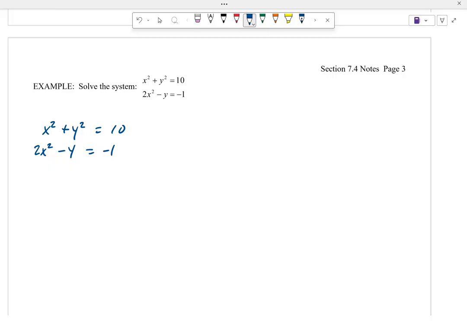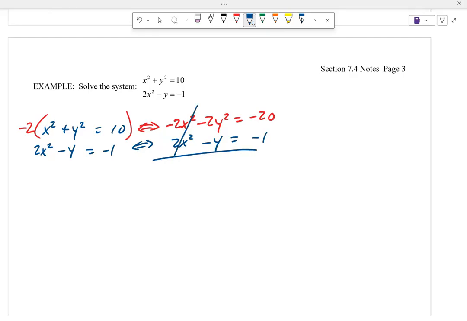So notice the bottom one is 2x squared. I need the top one to be negative 2x squared. And by the way, you can use substitution. If you did use substitution, I would solve the bottom one for y. But this would be probably a little easier. Negative 2x squared minus 2y squared equals negative 20. Bottom would stay the same. 2x squared minus y. Again, just be careful. Those are not like terms. Notice those are gone. So I've got negative 2y squared minus y equals negative 21.